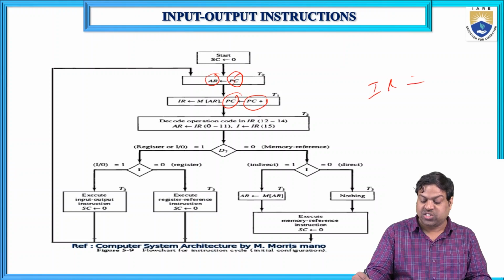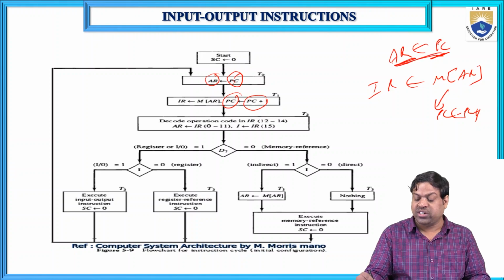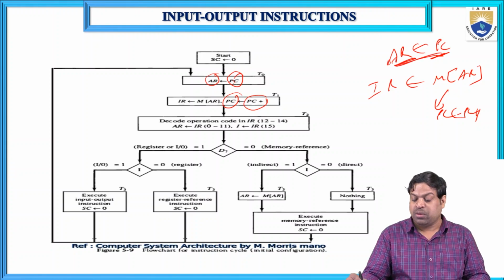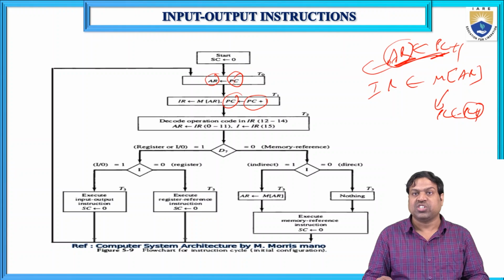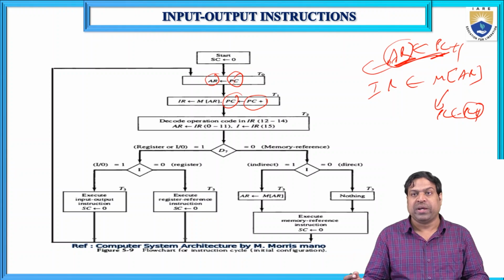So IR, instruction register, tends to M of AR when PC goes to PC plus 1. Suppose I don't have any PC plus 1. Suppose the loading function is PC. So what will happen? Address register AR. PC means it is registering address AR, but I am taking PC plus 1. PC plus 1 means this M of AR going to the instruction register IR, and it is decoding operation. Decoding means we are converting into binary.